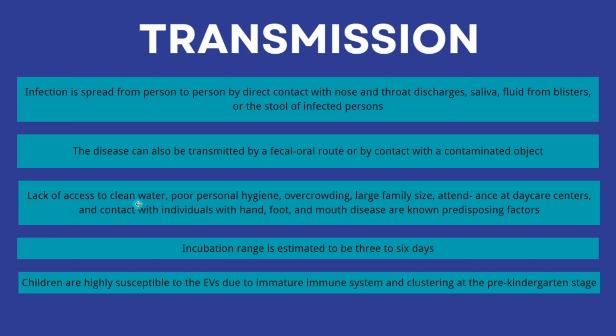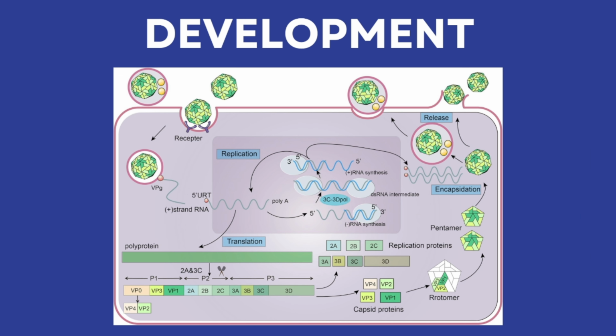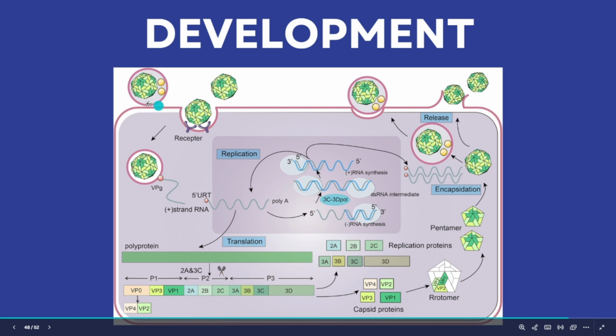Also, lack of access to clean water, poor personal hygiene, overcrowding, and large family size. So all this applies to a daycare center. The incubation period is estimated at about 3 to 6 days, and children are highly susceptible because of an immature immune system and clustering at the pre-kindergarten stage. So all this is about the development. This part is more complicated, so I will try to explain it more easily.